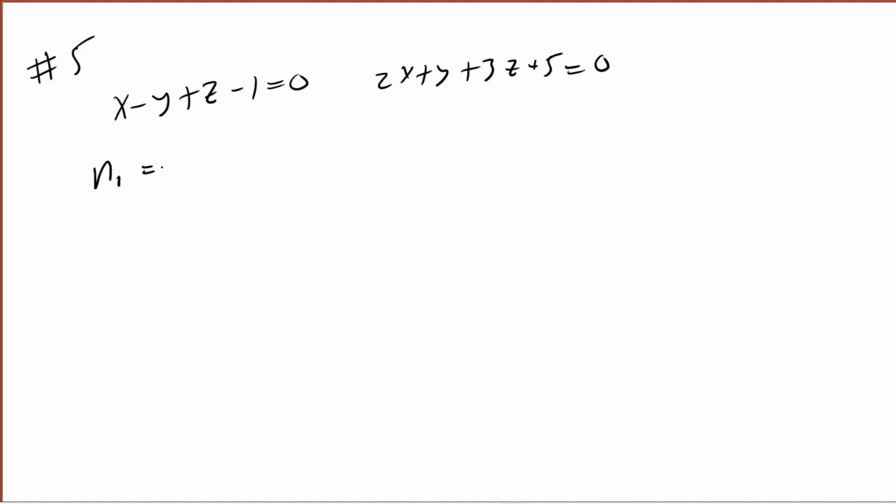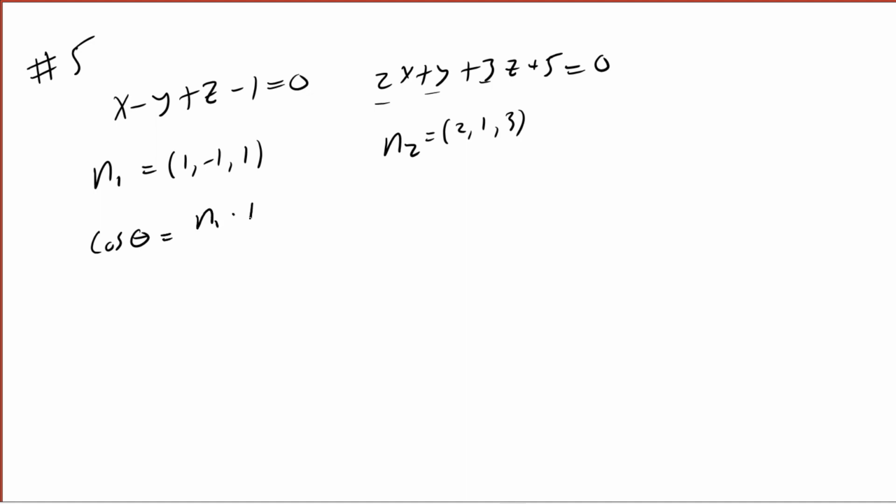Number 5. Find the cosine of the dihedral angle between the planes x minus y plus z minus 1 equals 0 and 2x plus y plus 3z plus 5 equals 0. So we have n1, which is (1, -1, 1), and n2, which is (2, 1, 3). Okay, so the cosine between the two planes is the cosine between the two normal vectors.